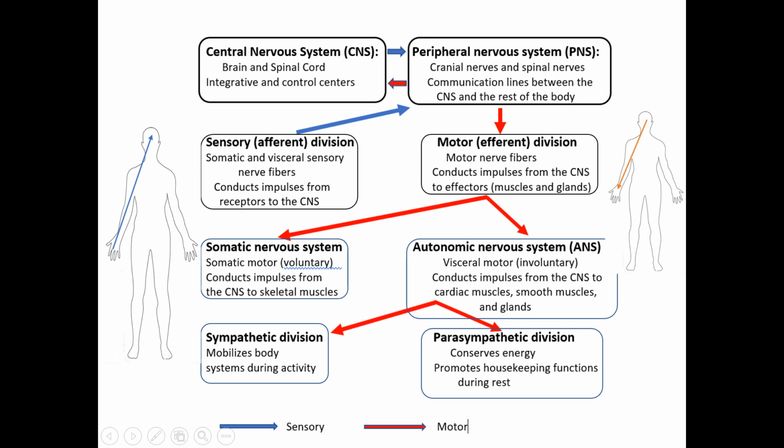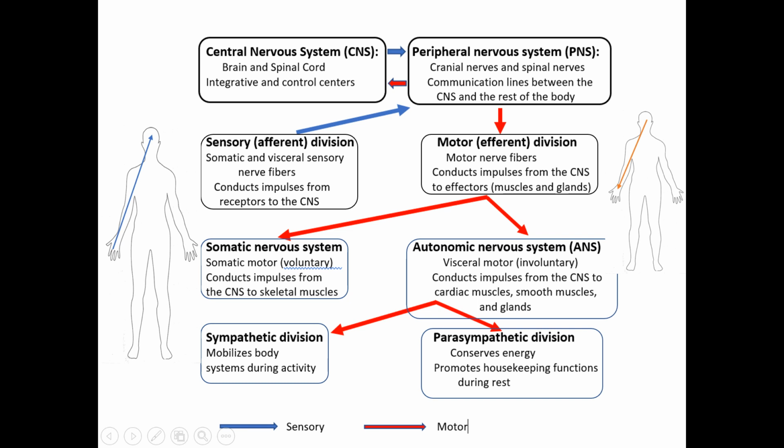Here is a chart that will help you to memorize all the parts of the nervous system. So that is the nervous system right here, divided into central, brain and spinal cord, and peripheral, cranial nerves and spinal nerves. Sensory division, or afferent, carries information from the organs and tissues to the brain and spinal cord. Somatic nerves carry information from skin, muscles, and joints. Visceral from organs and glands.